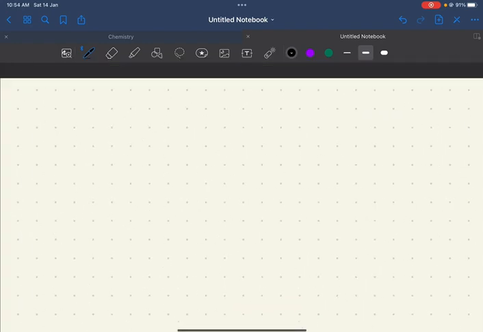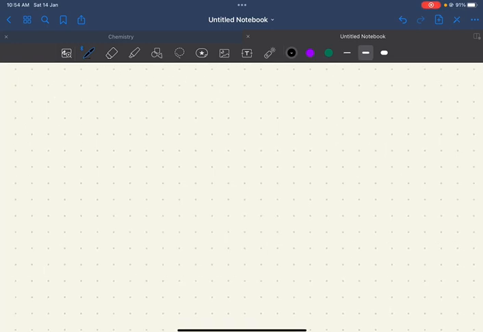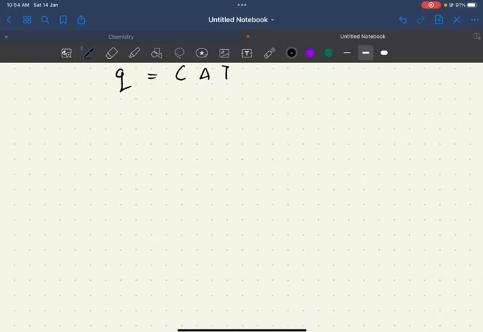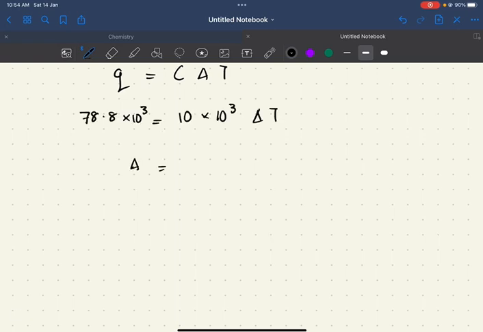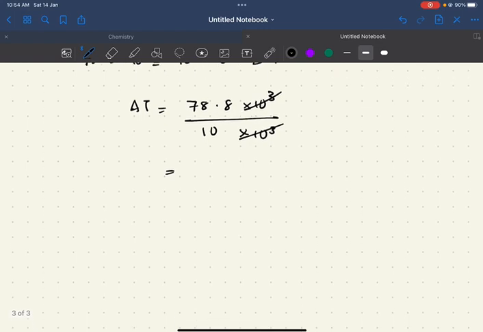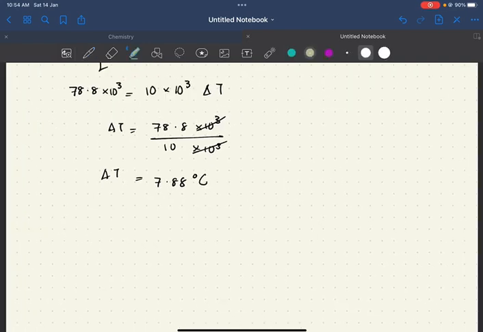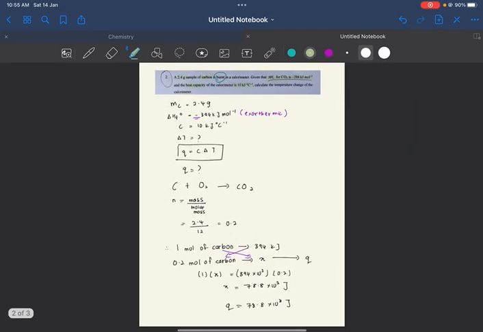To continue, using the equation I mentioned before, which is Q equals C delta T, we substitute the information we got. Delta T is 78.8 over 10. Simplify that, and the delta T is 7.88 degrees Celsius, and that's the answer for this question. Thank you.